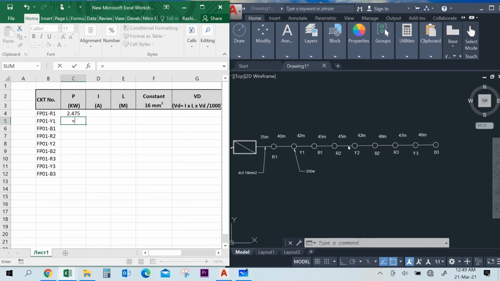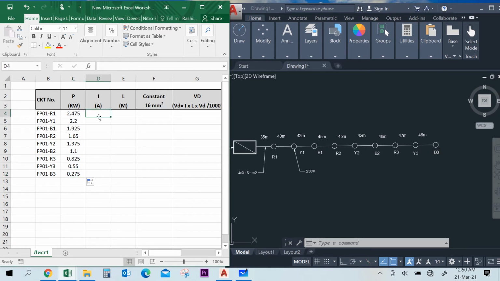At Y1 point, a total of 8 numbers of luminaries are connected, that is B1, R2, Y2, B2, and so on. So in this case, we will subtract 1 luminary load from the above value, that is 0.275. Same way we will do at the other points. For a shortcut method, drag till B3 point, and at the end you will see at B3 point the load is 0.275, the same as each luminary's wattage.